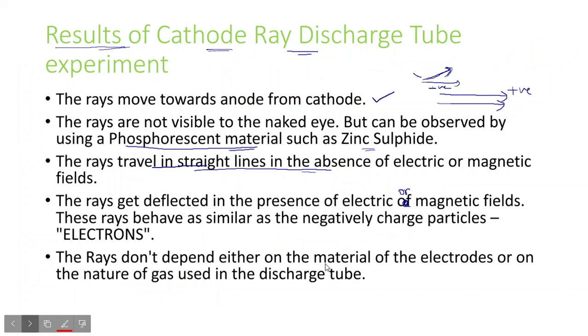And these rays behaved similarly to negatively charged particles. So just like how we expected electrons to behave, these negatively charged rays behaved similarly to electrons, and that is how electrons were discovered. So these negatively charged particles are nothing but electrons.